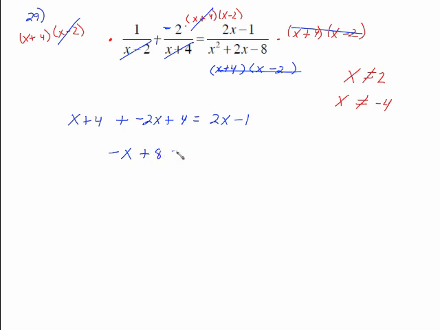Negative x plus 8 equals 2x minus 1, and our strategy is just get our x's on one side and our numbers on the other. So if I add x over here, I get 3x. If I add 1 over here, I get 9. Divide both sides by 3, and x equals 3, which is not in our list of restrictions, so x equals 3 is our solution.